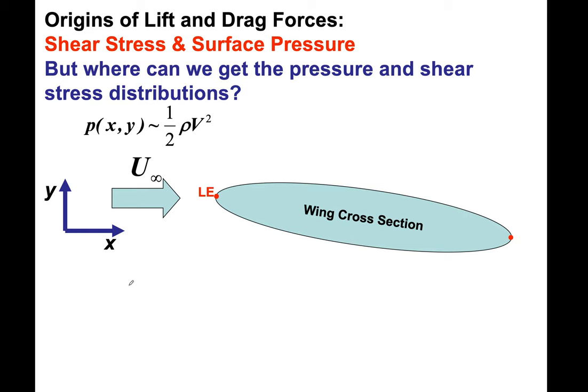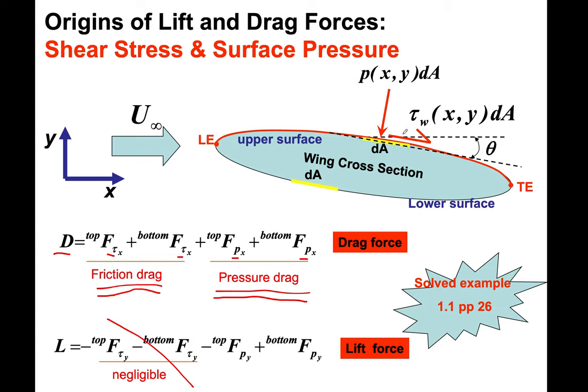So now the question is, if I give you the pressure distribution and the shear stress distribution over the wing, then you can get me the lift and drag. But really, if we try and dig deeper, how do I get this pressure distribution, and how do I get this shear stress distribution over the surface of the wing? Then we have to dig deeper into the fluid mechanics and the aerodynamics of the flow around the wing.